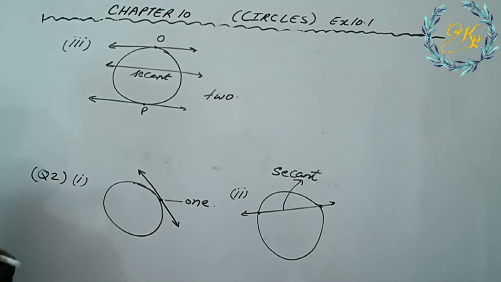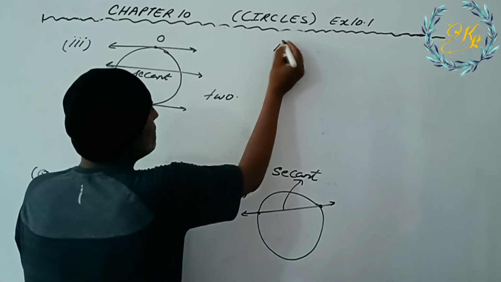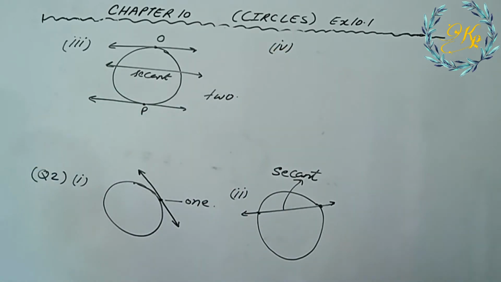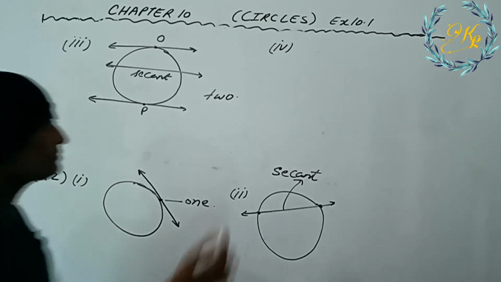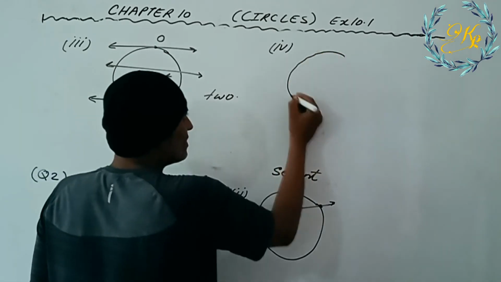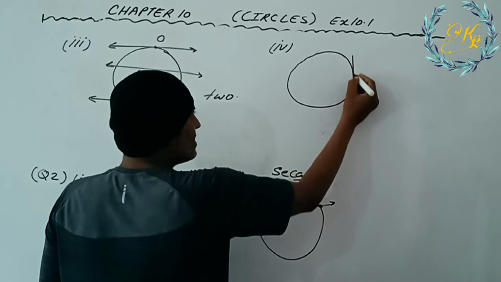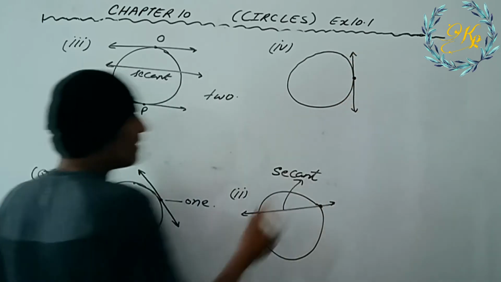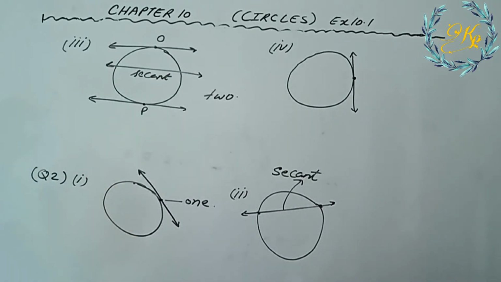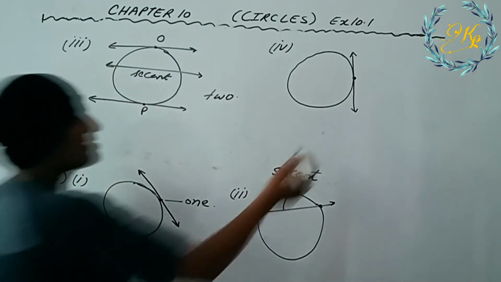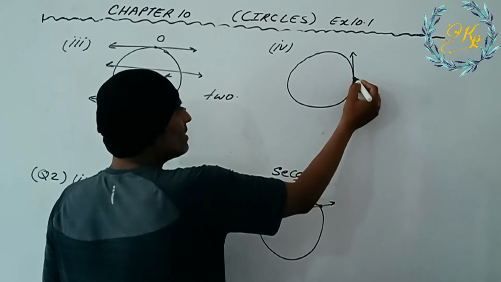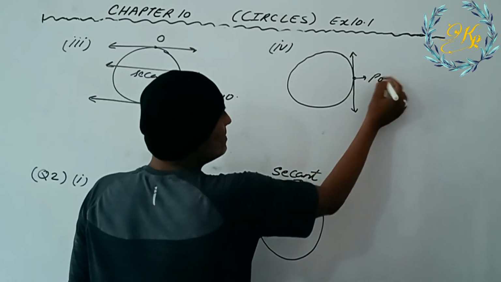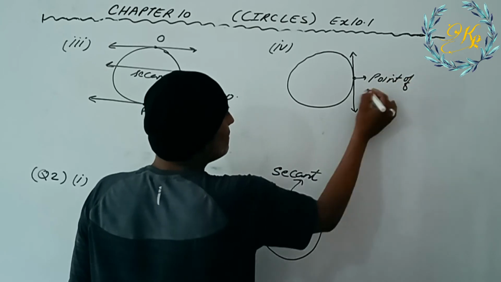Now let's move to sub question number 4 of question number 2. The common point of a tangent to a circle and the circle is called... So let's draw the circle first. Let's draw the tangent. The common point of a tangent to a circle and the circle is termed as the point of contact.